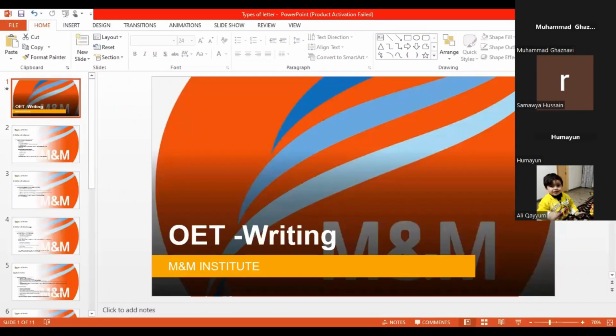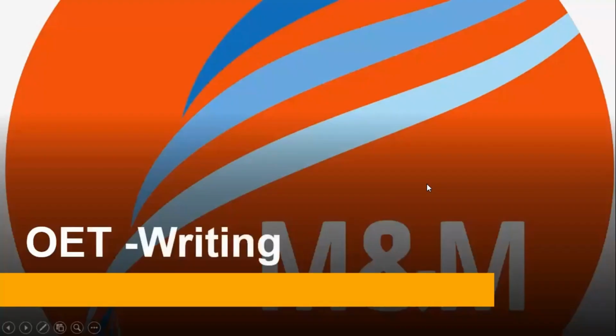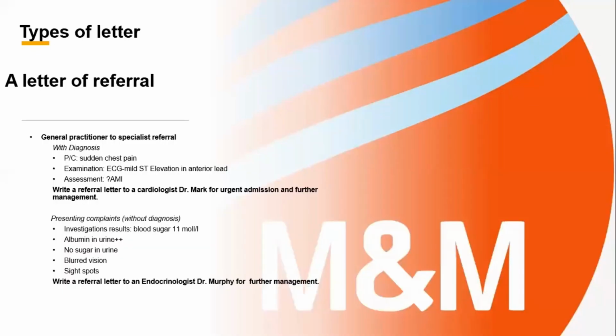So basically, in today's class, the agenda is to start the different types of letter. As yesterday, we discussed three different types of letter: a letter when we have the diagnosis given, for example, and a letter when we don't have the diagnosis. Let's say here, you can see that there is no diagnosis given.